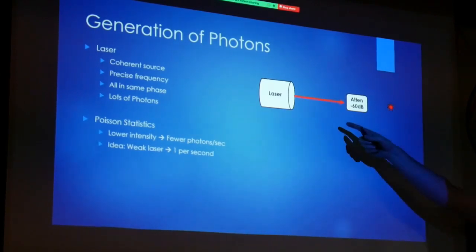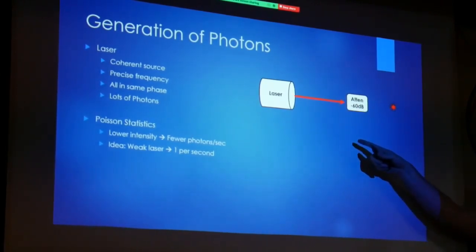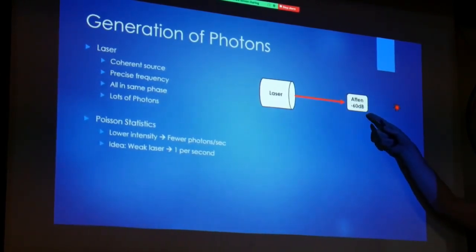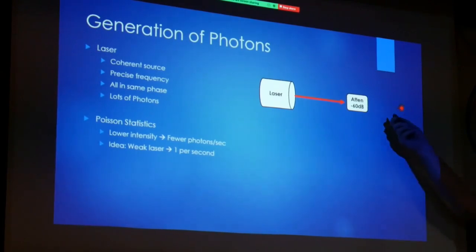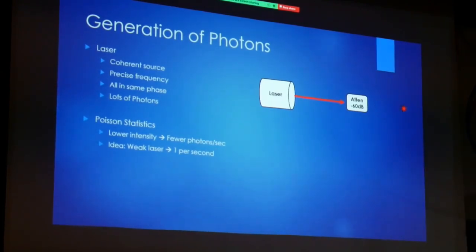We took a nice continuous beam, knocked it down so weak that eventually they only come out in ones. Boom, one at a time. And then we wait a bunch of time. Boom, one at a time. Okay? So this is how I can generate a single photon. Just make it so weak that it doesn't do anything but.